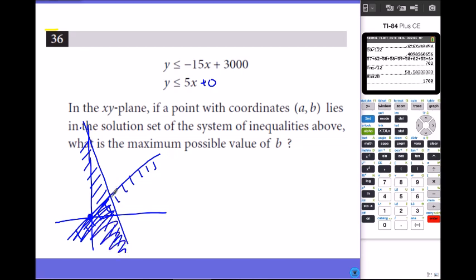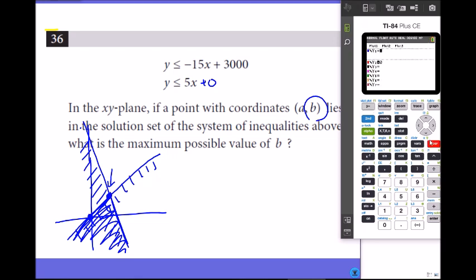At this point, we are looking for the highest b, which is your y. So we are just looking for b of this highest point, which is this point right here. How do you find it? If I were you, I'd just go into the calculator and find the intersection. So negative 15x plus 3,000, and 5x. You have to set up a window.